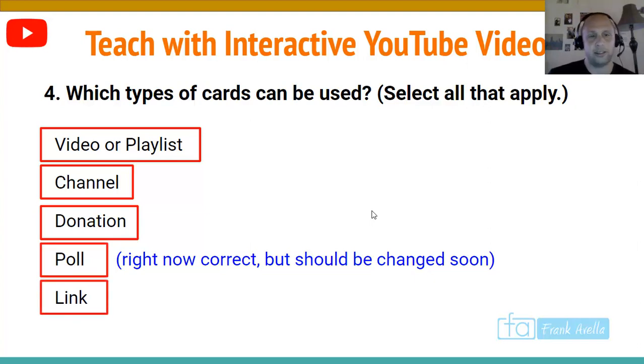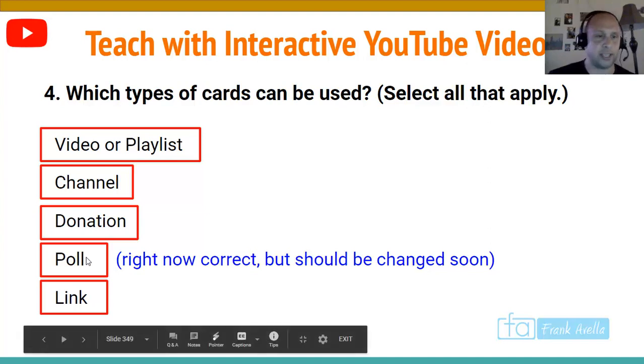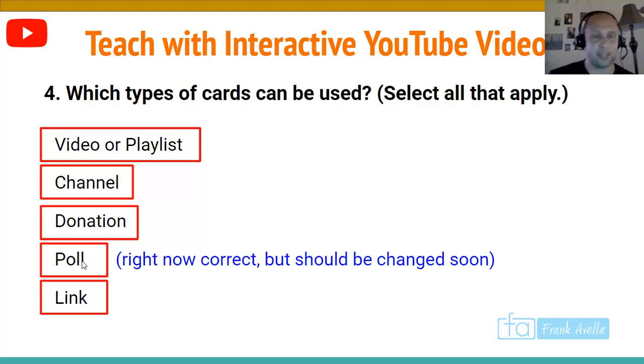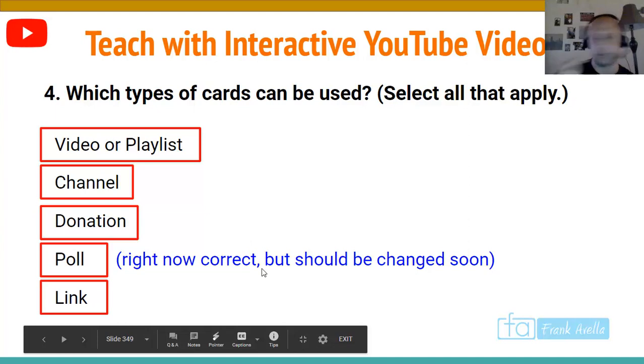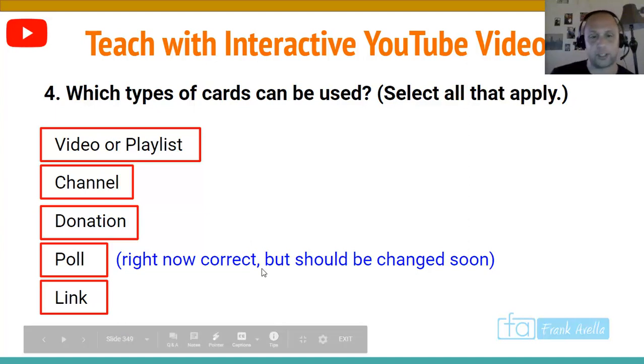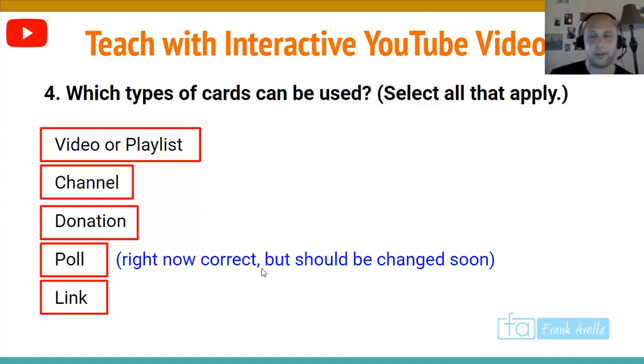Now listen, to double check today, I just wanted to see if they took this off. They didn't take it off. Okay, so right now it's correct if you take the Skill Shop training and everything, but they're going to change it, I think. But right now, if you want to get credit, you have to click poll.